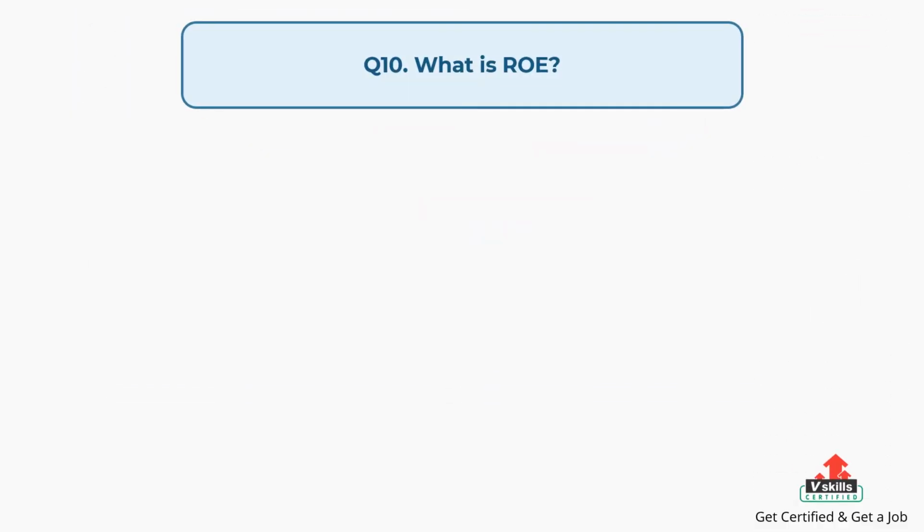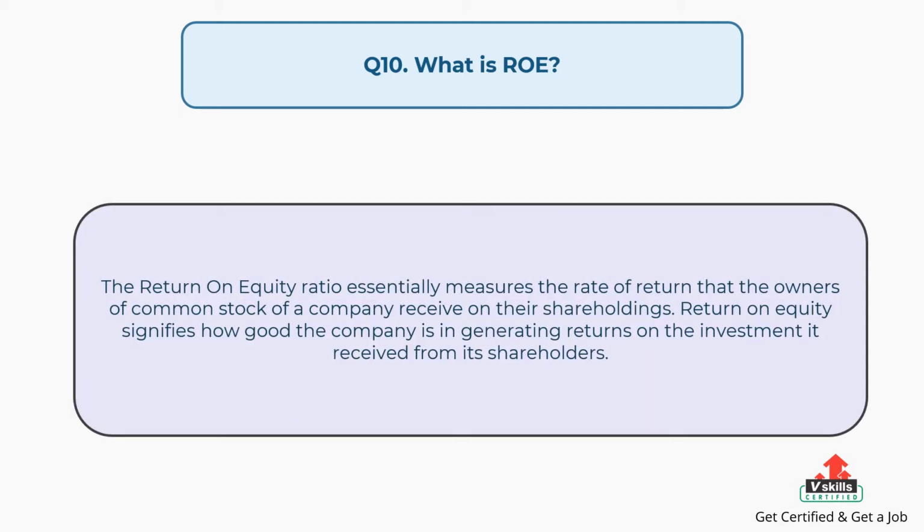Question number 10. What is return on equity? The answer is, the return on equity ratio essentially measures the rate of return that the owners of common stock of a company receive on their shareholdings. Return on equity signifies how good the company is in generating returns on the investment it received from its shareholders.